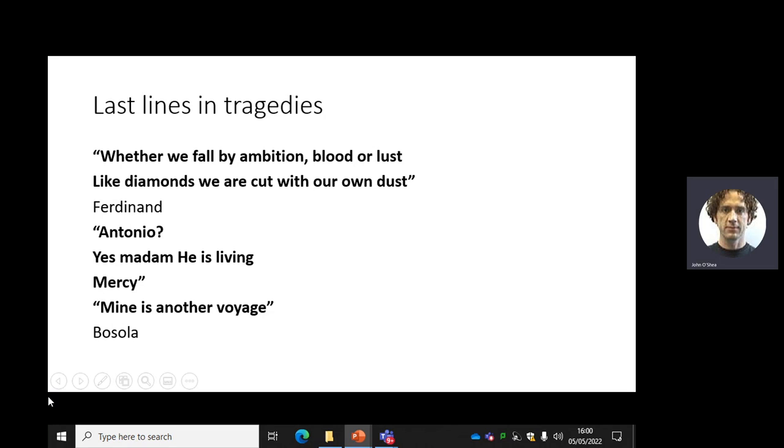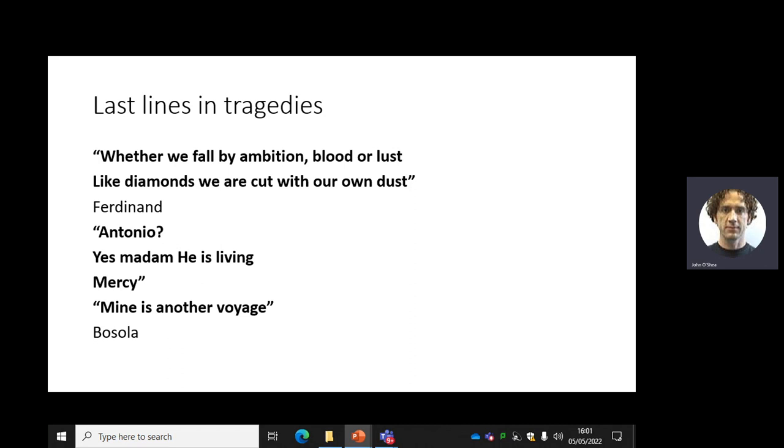In tragedies, it's always worth considering the last lines of characters. Only in death do characters really gain vision and insight. They've been blind for most of the play. Ferdinand is blind to his own lust, and that's why he goes mad, blind to his own insanity. But at the end of the play, Ferdinand's blind temporarily, and he comes back to vision.